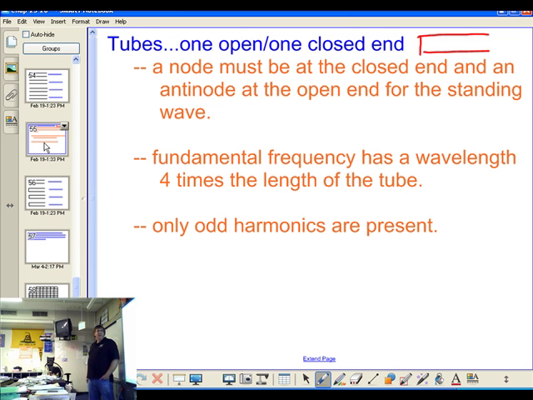And the fundamental frequency has a wavelength 4 times the effective length of the tube. 4 times. Remember, the other time it was 2 times. Now we're 4 times. And another thing, we only get the odd harmonics. We don't get the even harmonics. So we only get an F3, an F5, an F7. And we need a little more time.